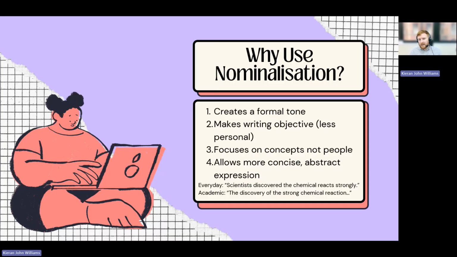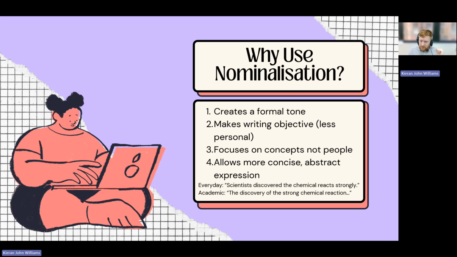So why is nominalization so useful in academic writing? Well, first, it creates a more formal tone, which is expected in academic work. And second, it helps us make our writing more objective. Instead of focusing on who did something, we can focus on the concept or the outcome itself. And thirdly, it allows us to present ideas more concisely and in a more abstract way.